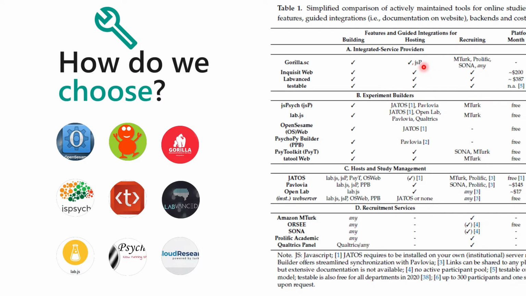Not all tools are combinable with each other. So what we have in this table is a slight overview of integrated service providers, experiment builders, host and study management system, and recruitment services, and some ideas about how they perfectly interact with each other. For example, the experiment builder JS Psych works perfectly with the recruitment platform mTurk or Amazon Mechanical Turk.